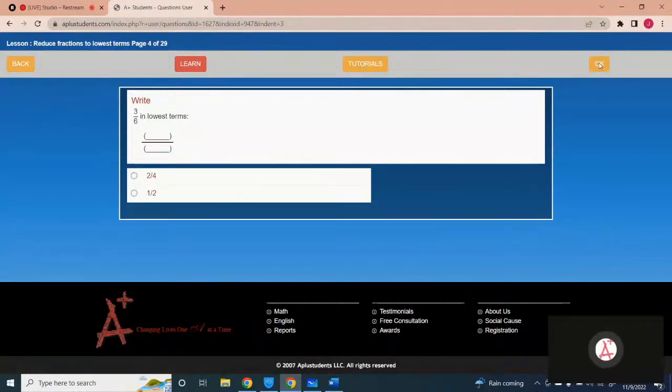Okay, the next one is 3 by 6 in lowest form. So which option is the correct one? You have to divide 3 by 6 by the greatest common number that can divide both the numerator and denominator. So it would be 1 over 2. Very good. So select the correct option and click on the OK button. 1 by 2 is the correct option.